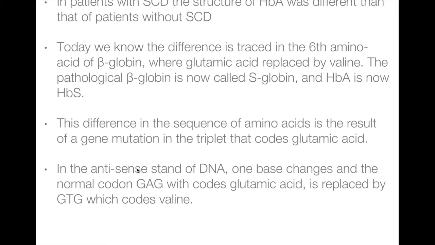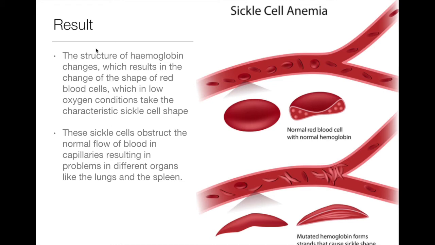You see, in the antisense strand of the DNA, that is the strand that is not being transcribed, if one base changes and the normal codon GAG that codes glutamic acid, the A is replaced by a T, giving GTG, and GTG codes valine. What is the result of this change? This changes the structure of the hemoglobin, which results in the change of the shape of the red blood cell.